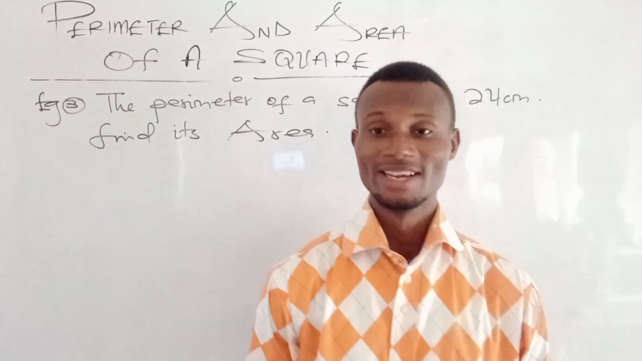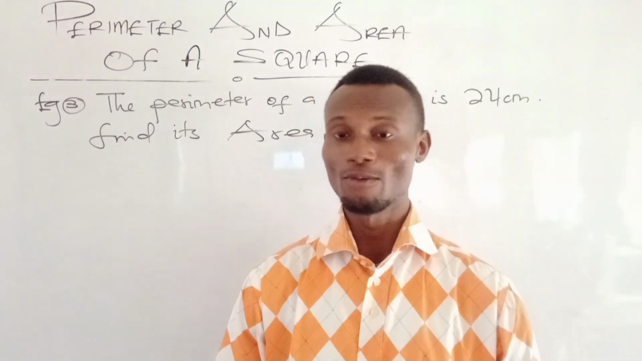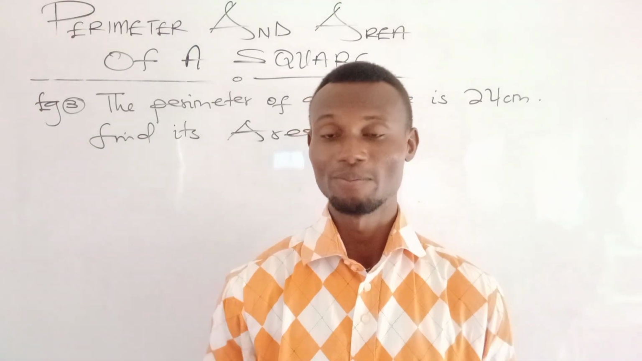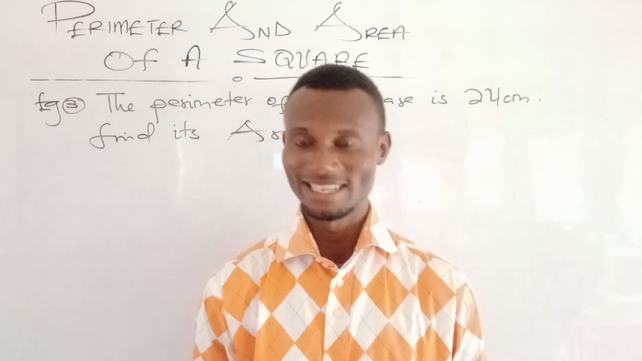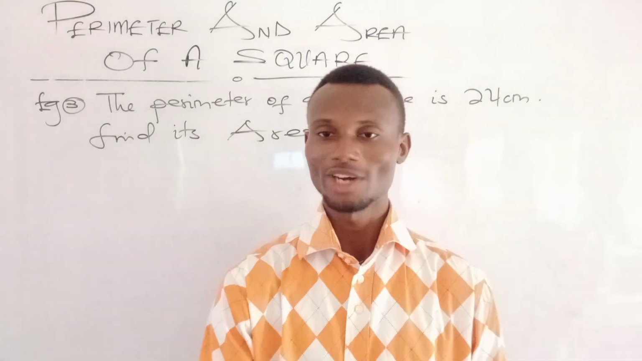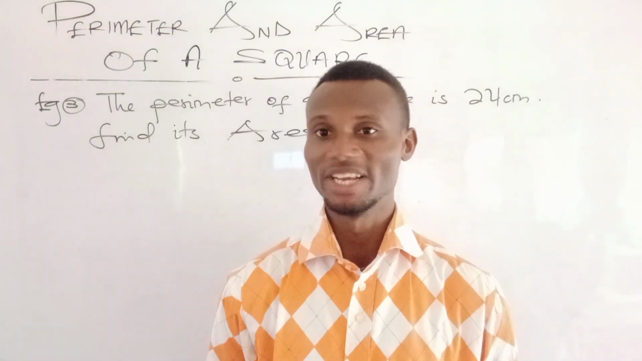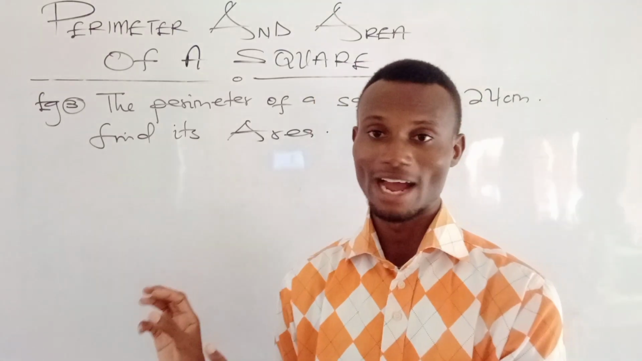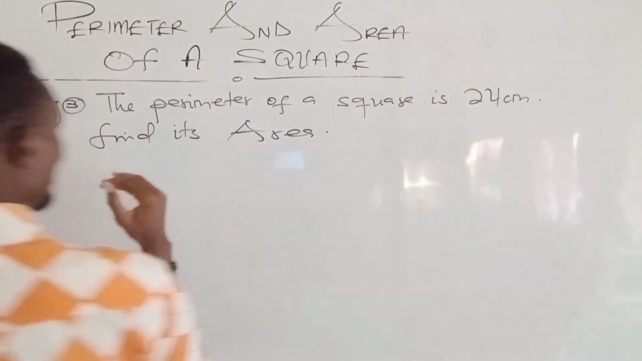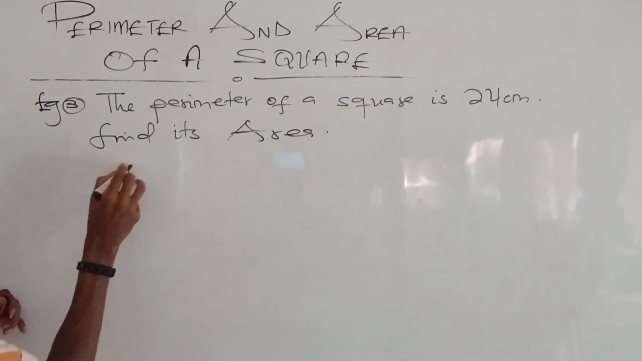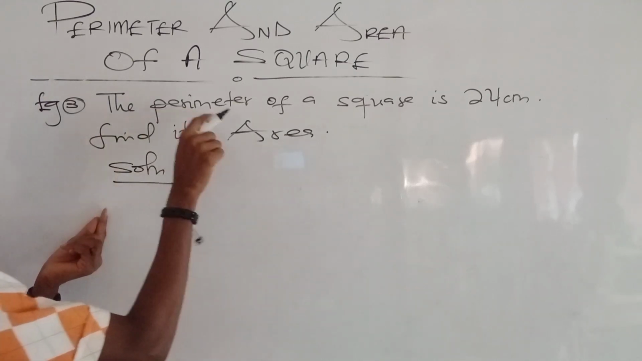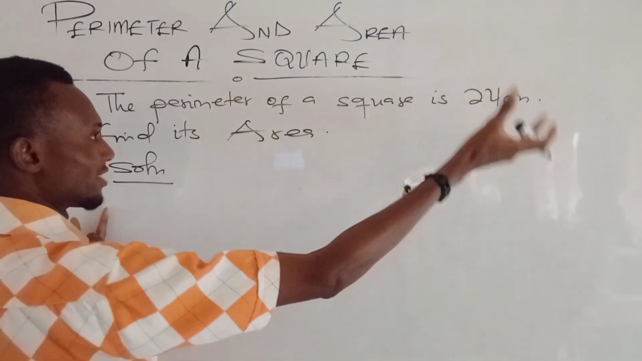So I say that the first step, when you have any word problem question of this nature, when you want to solve it, is to read the question and understand. Then you proceed to extract all the given information in the question, then you write it down. So let's go through the steps. Let me write my solution and let's do it together. Let me read again. It says the perimeter of a square is 24 centimeters.